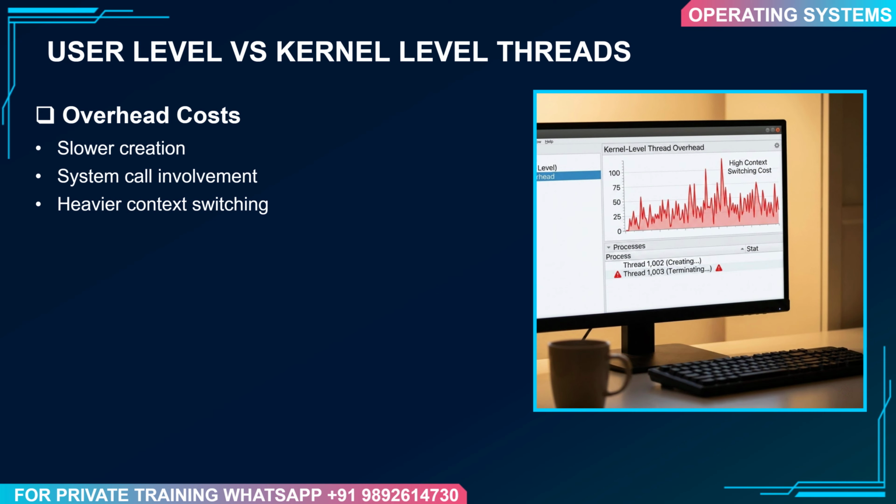Of course, this power comes at a cost. Creating and managing kernel-level threads is slower compared to user-level threads. Each thread operation involves system calls and transitions between user mode and kernel mode. Context switching between threads also takes more time because the kernel must save and restore more information. This overhead can become noticeable in applications that create a very large number of short-lived threads.